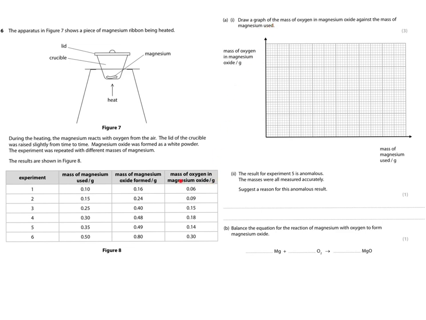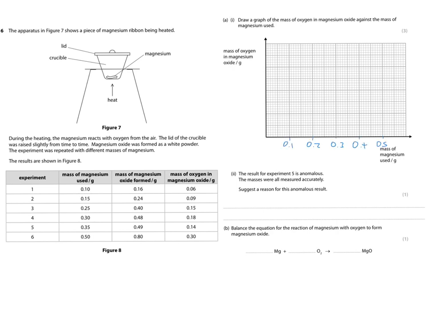So we want the mass of oxygen in magnesium oxide on our y-axis, and the mass of magnesium used on our x-axis. Whenever drawing a graph, we've got to come up with a suitable scale. The mass of magnesium goes from 0.1 to 0.5, so we need to be able to reach 0.5. Say we start here with 0.1, 2, 3, 4, 5. So we can have 0.5 over here.